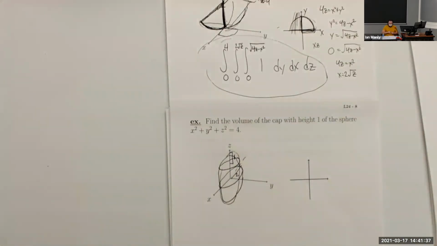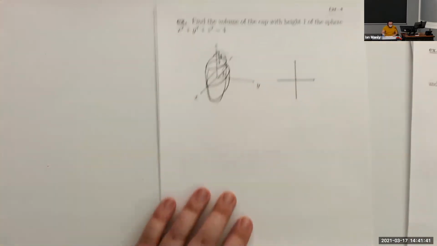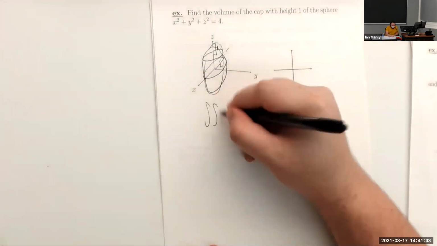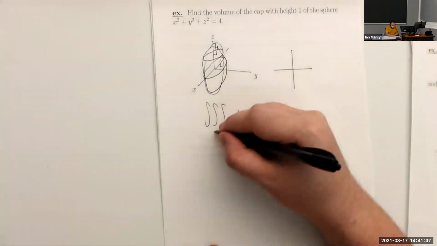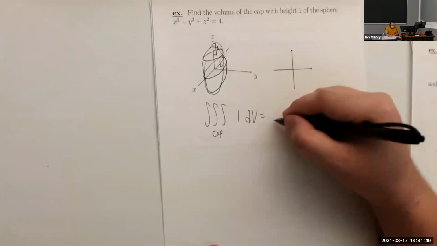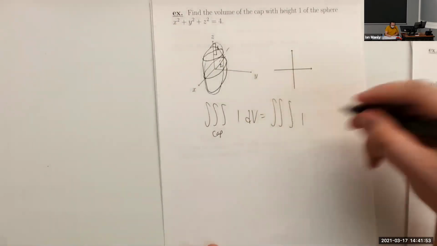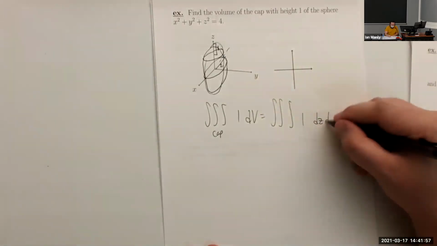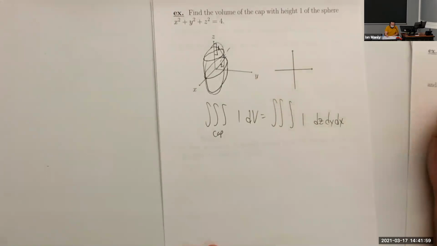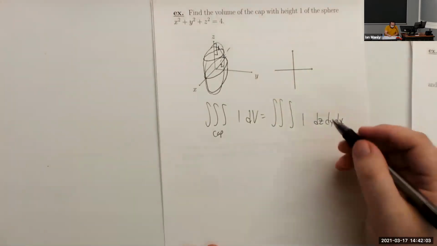Okay, so let's try to find the volume of this. Well, if we use a triple integral for that, it's going to be the triple integral of 1 dV, and then the region is the cap. Okay, well, let's actually write that as a real integral here. I'm going to do z first. I kind of just do that by default. And I guess I'll do y and then x.